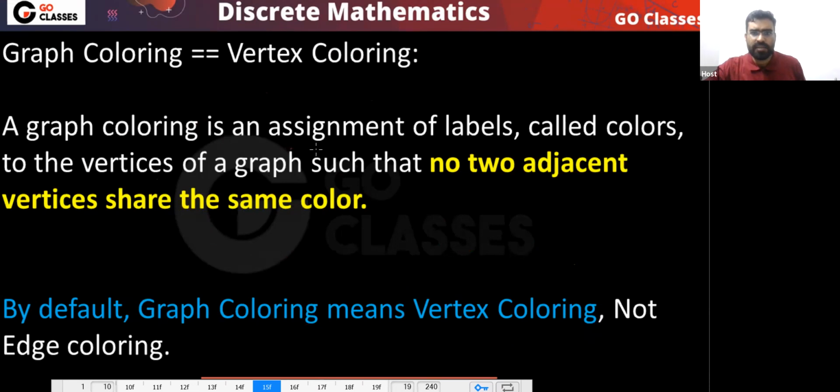So let's see the concept of vertex coloring, or graph coloring. You are assigning colors to the vertices such that no two adjacent vertices share the same color. Read this: no two adjacent vertices have the same color. This is the definition. Just focus on the definition, read the definition, and this is your concept. We have to analyze this concept now. The concept is actually very simple.